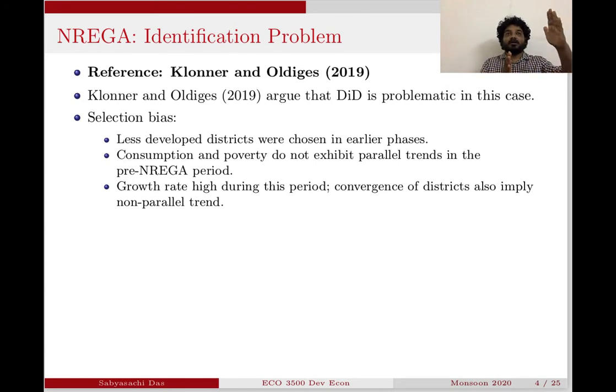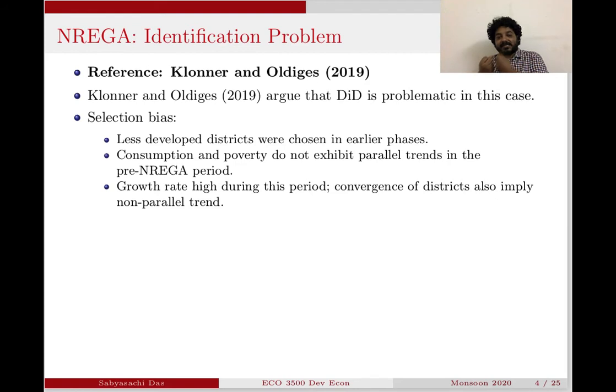between the treatment and the control group. First, there is a level difference, which is that poverty is higher, so consumption is lower in the treatment group in the pre-NREGA period. That's the level difference, which is fine. That can happen in DID. But the consumption in the poorer district is moving faster than the consumption in the control district. So the gap between treatment and control is actually going down over time, even before the treatment happens.